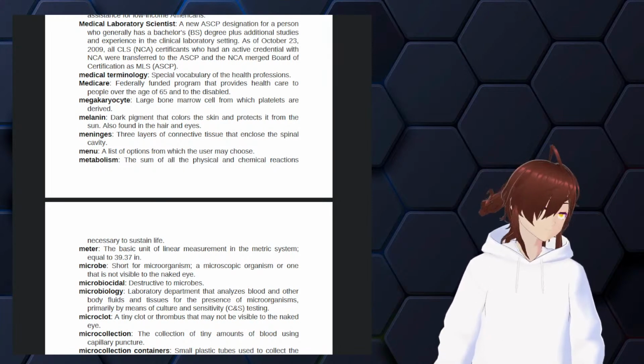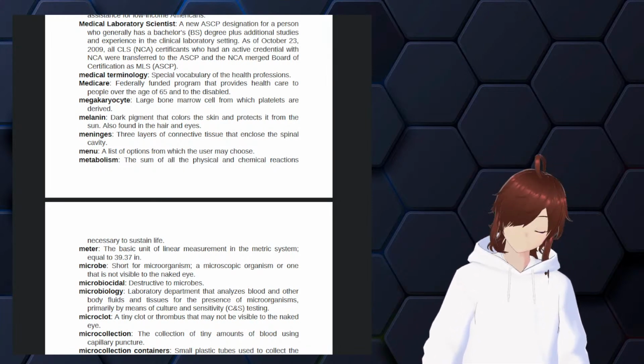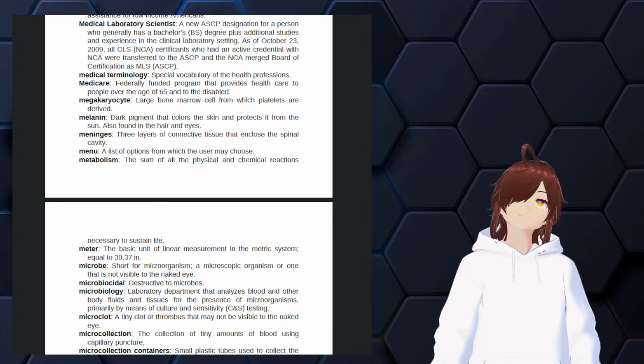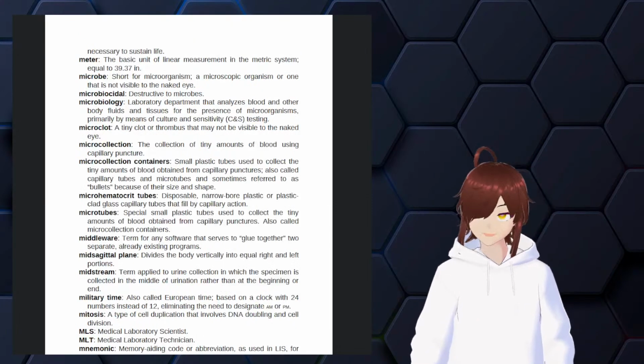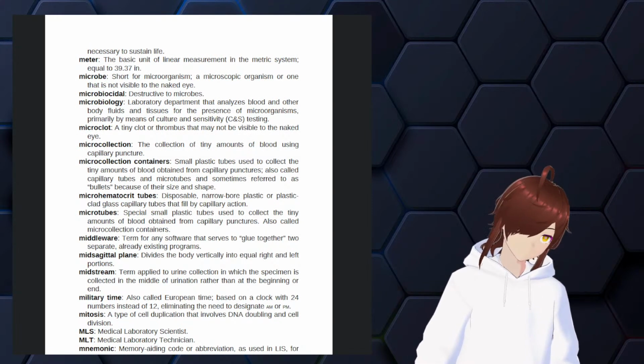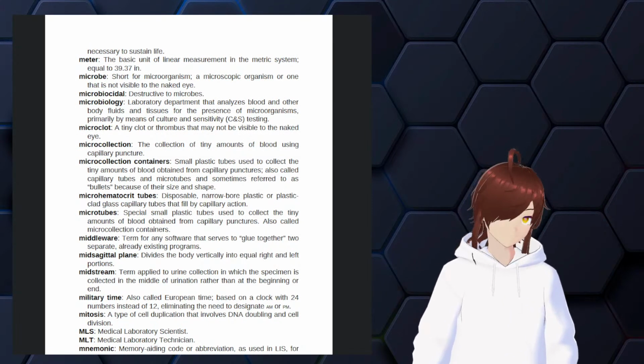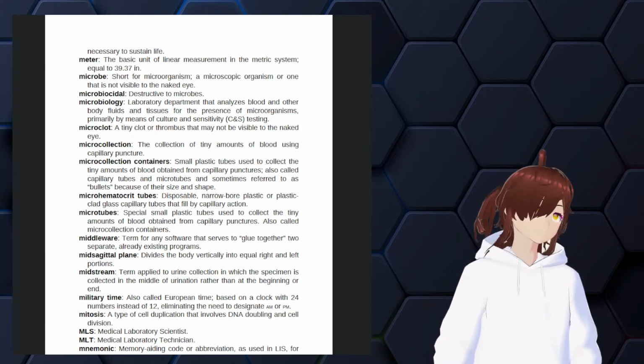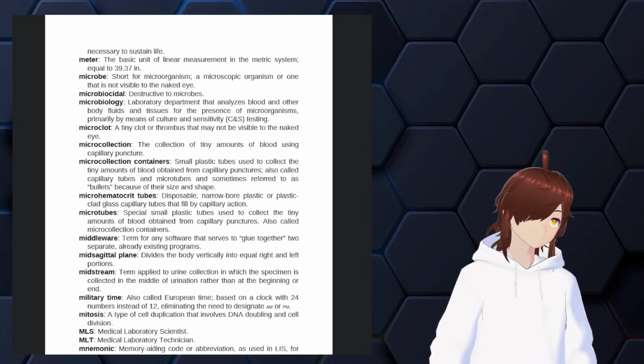Menu, a list of options from which the user may choose. Metabolism, the sum of all the physical and chemical reactions necessary to sustain life. Meter, the basic unit of linear measurement in the metric system, equal to 39.37 in. Microbe, short for microorganism, a microscopic organism or one that is not visible to the naked eye.